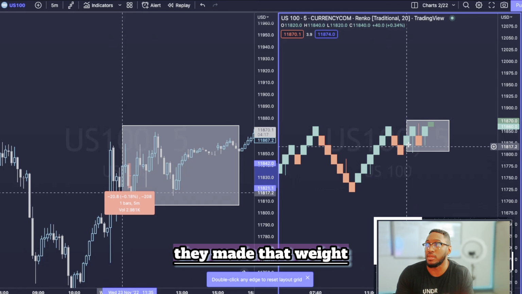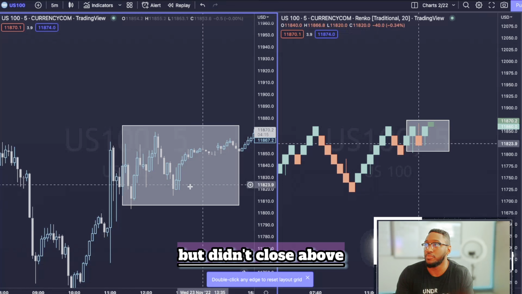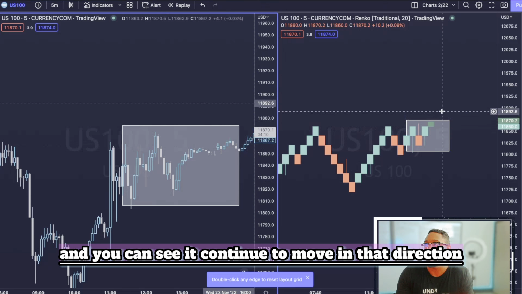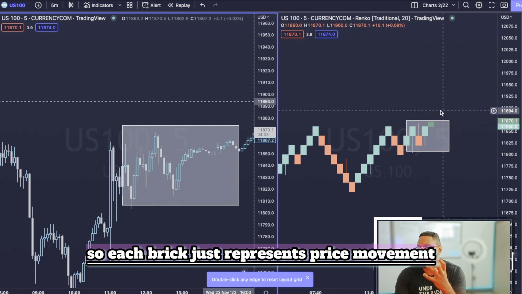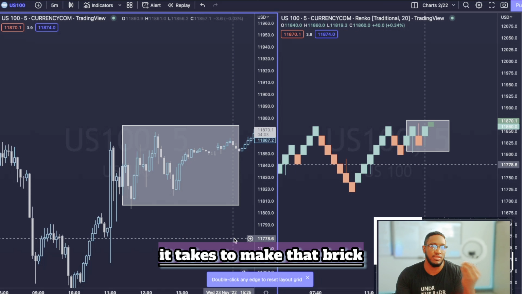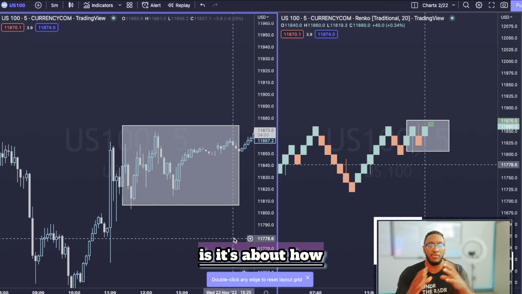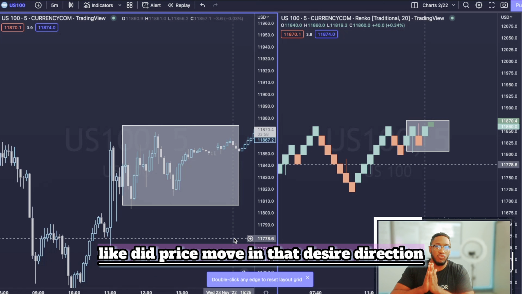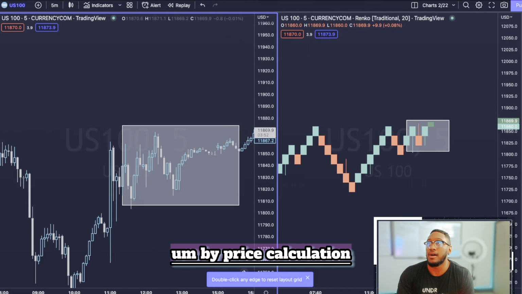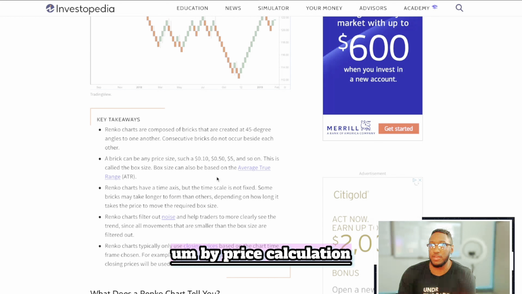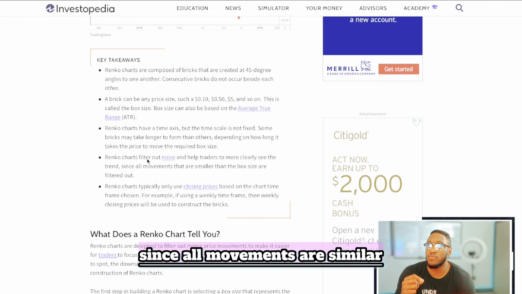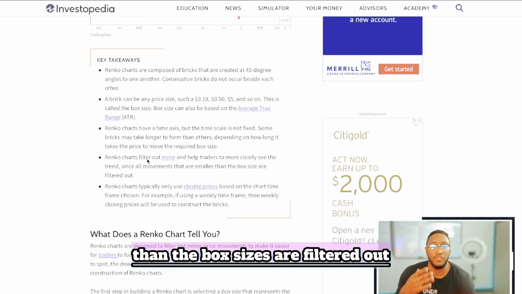So you can see it made that wick candle down, but didn't close above, and you can see it continue to move in that direction. So each brick just represents price movement, and it doesn't represent candle movement or how many candles it takes to make that brick. It doesn't matter. It's about did price move in that desired direction and close below or above that desired level by price calculation. Filter out noise, help traders more clearly see trends, since all movements are similar, then the box sizes are filtered out.